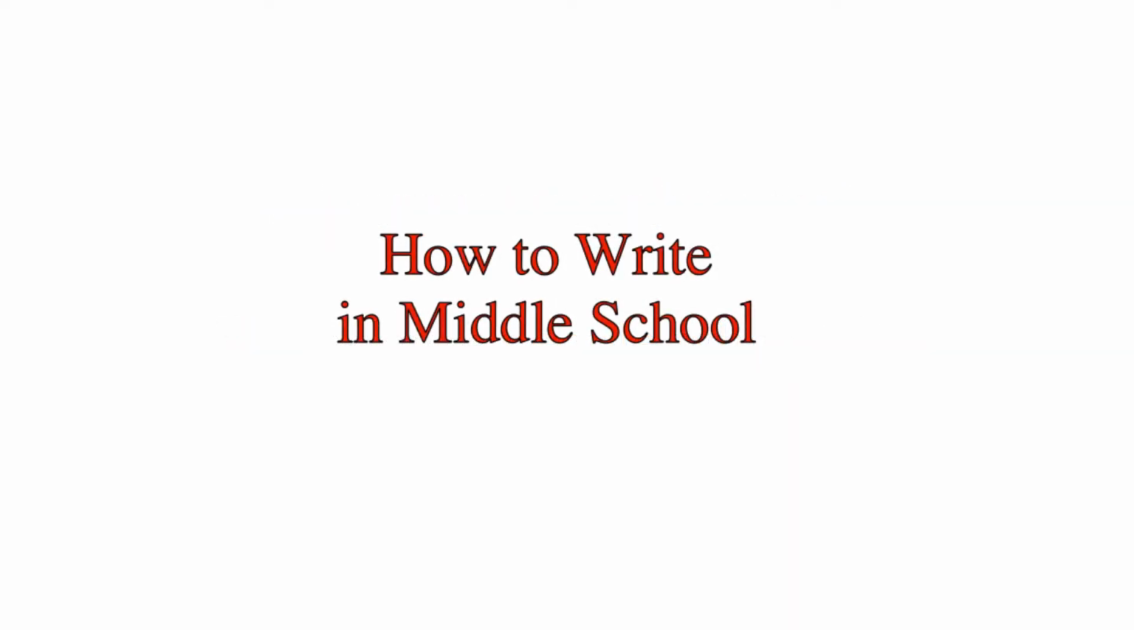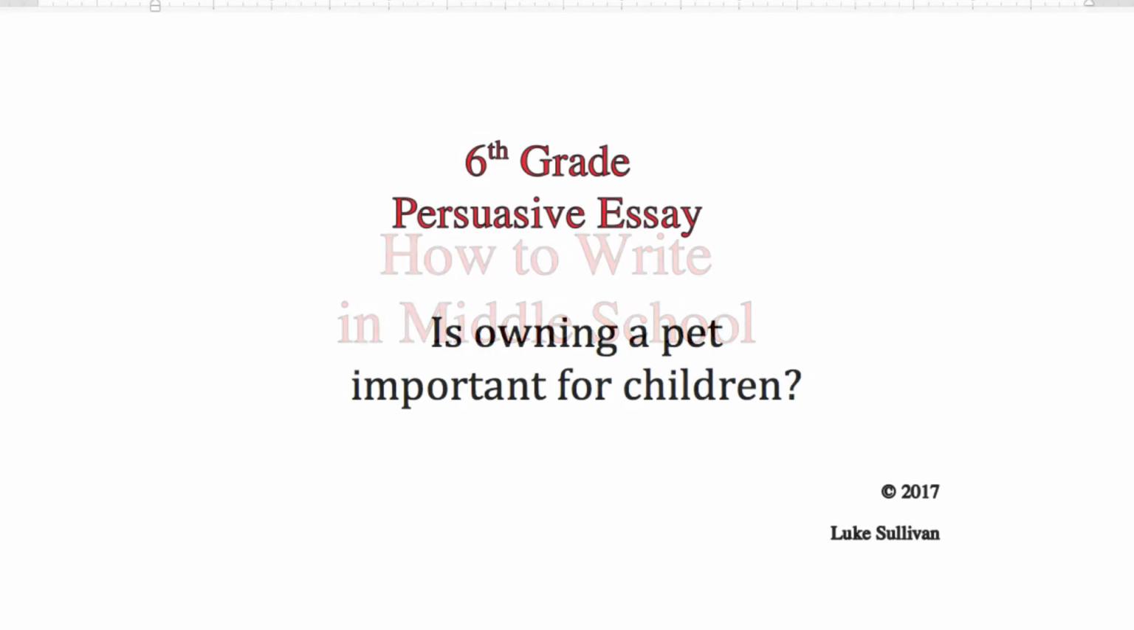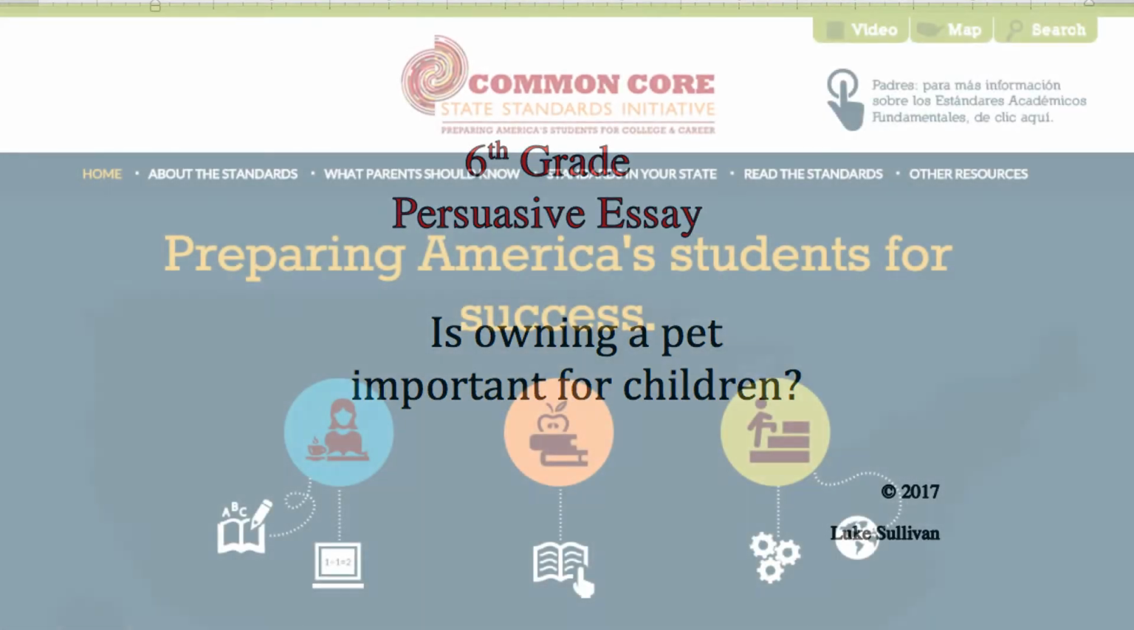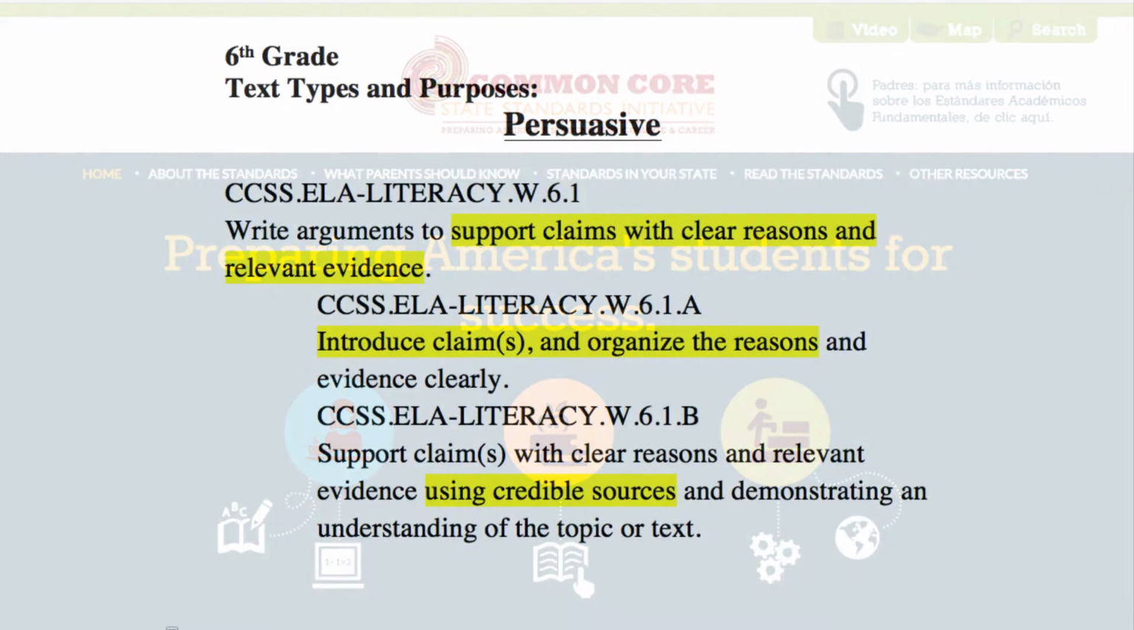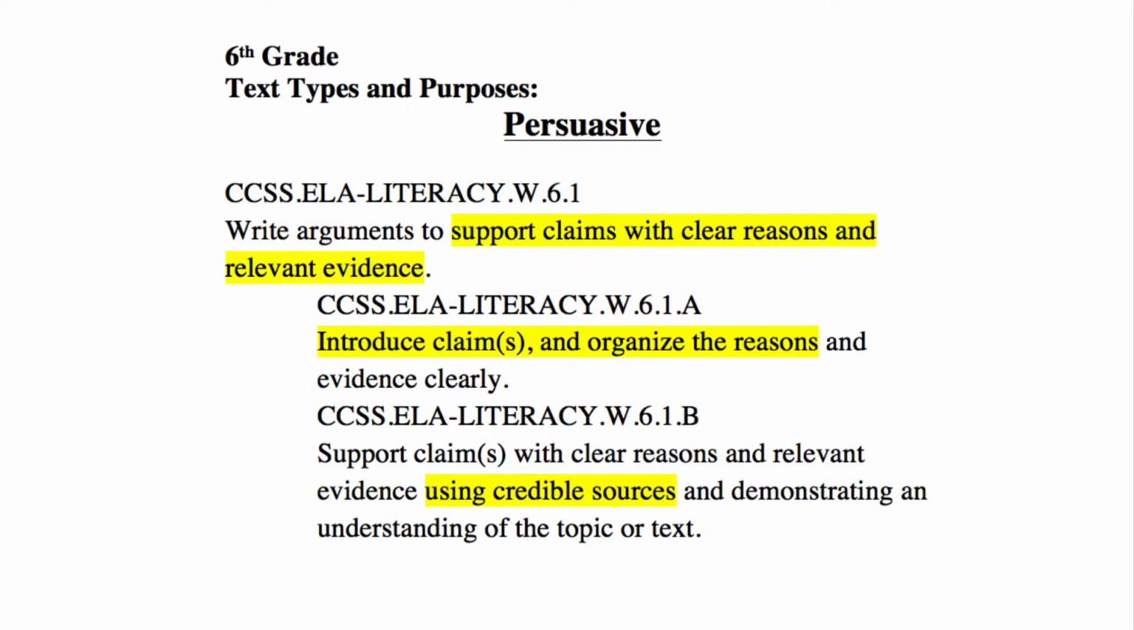How to Write in Middle School. The 6th grade persuasive essay. Is owning a pet important for children? Copyright 2017, Luke Sullivan. The Common Core's standards require that 6th graders write with a persuasive writing structure.